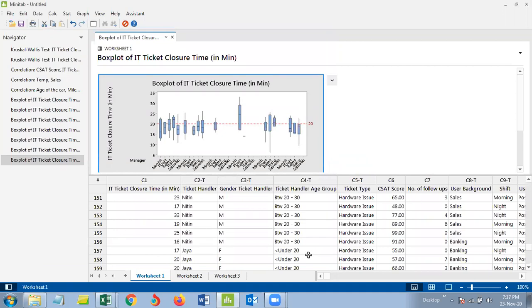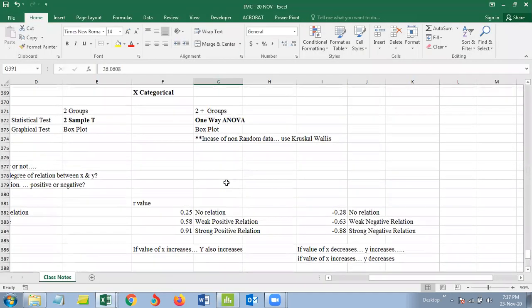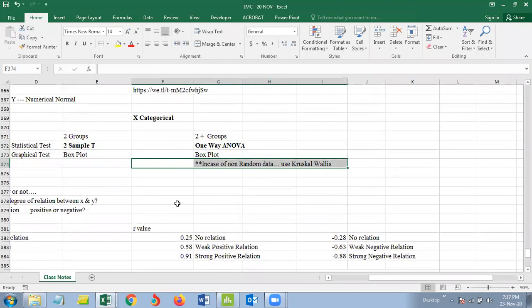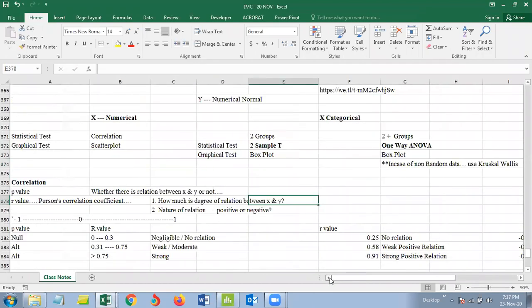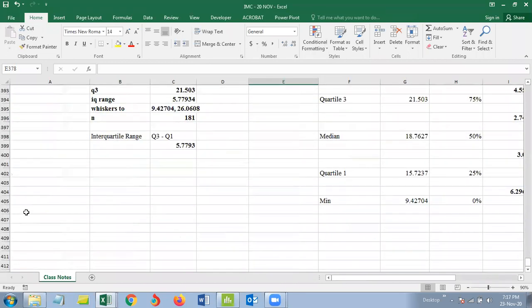It is a very, very good tool. Whenever we use these tests, be it your two sample t-test, or ANOVA, or a Kruskal-Wallis, you always use box plot along with that as a statistical test. Is this clear to everyone? Yes, sir. Okay.